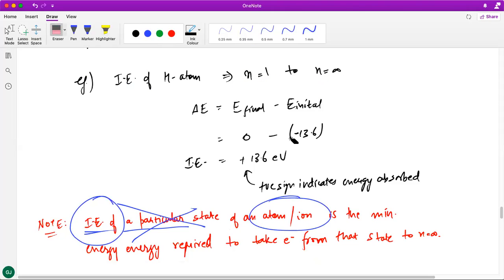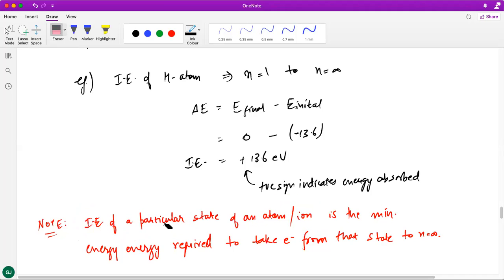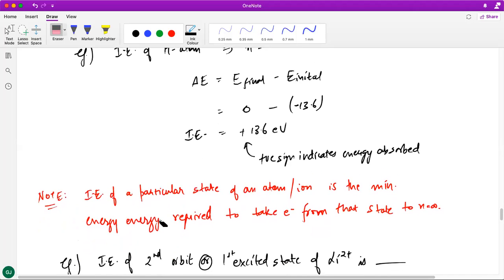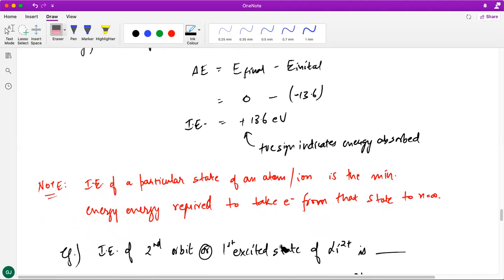Okay? But if in certain questions they sometimes specify the ionization energy of a particular state, for example ionization energy of the second orbit or first excited state of Li2 plus, then what it means is the minimum energy required to take the electron from that state, जो भी given state है, to n equal to infinity, right? So can you compute this value for me quickly? What will be the ionization energy of the second orbit of Li2 plus?